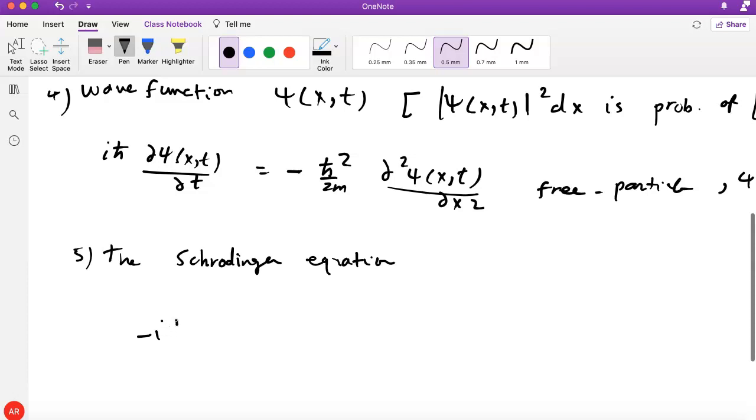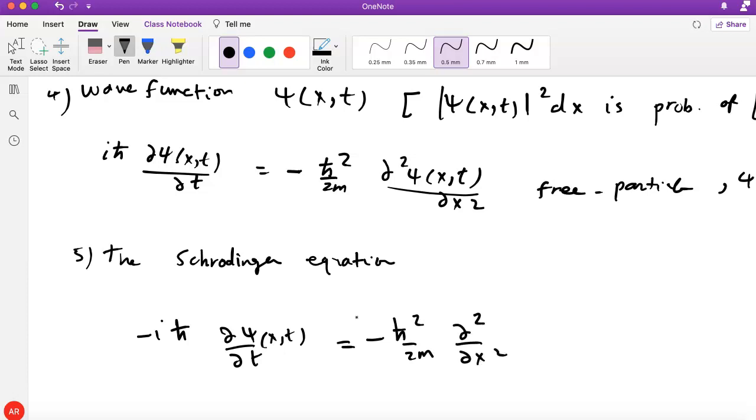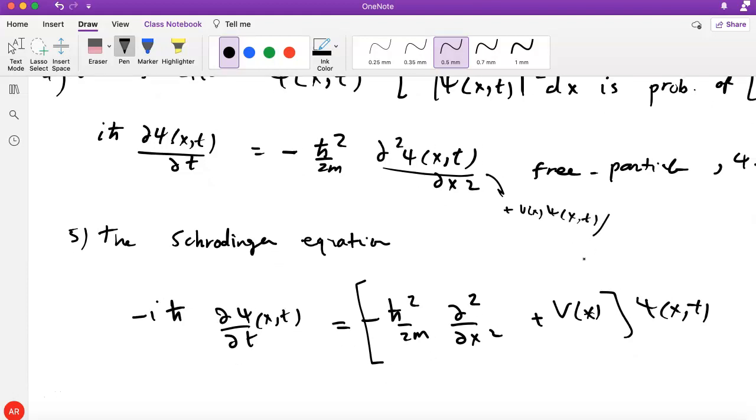The more general case, the time derivative of this wave function is going to be minus h bar squared over 2m times the second derivative with respect to position, plus v of x acting on the wave function. So this, you can distribute it through. So this is interpreted as this thing times the second derivative, basically that quantity plus v of x psi of x and t. So now the framework we have is the model that we've come up with.